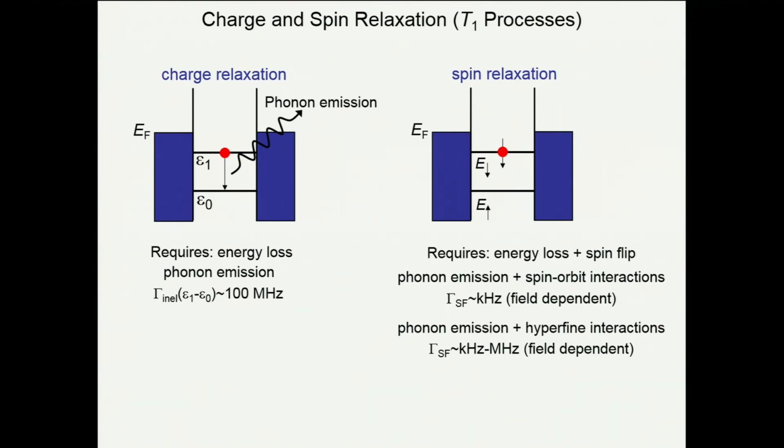Spin is much less well coupled to the environment. If I want to flip this spin down electron to the ground state spin up, I need some mechanism that flips the spin and some mechanism that conserves energy when we have a transition from the excited state to the ground state. So instead of just having phonon emission, we need phonon emission plus spin orbit, or phonon emission plus hyperfine coupling to flip the spin and conserve energy. And so that leads to rates that are typically much, much slower, on the order of kilohertz. This is why we work with spin.